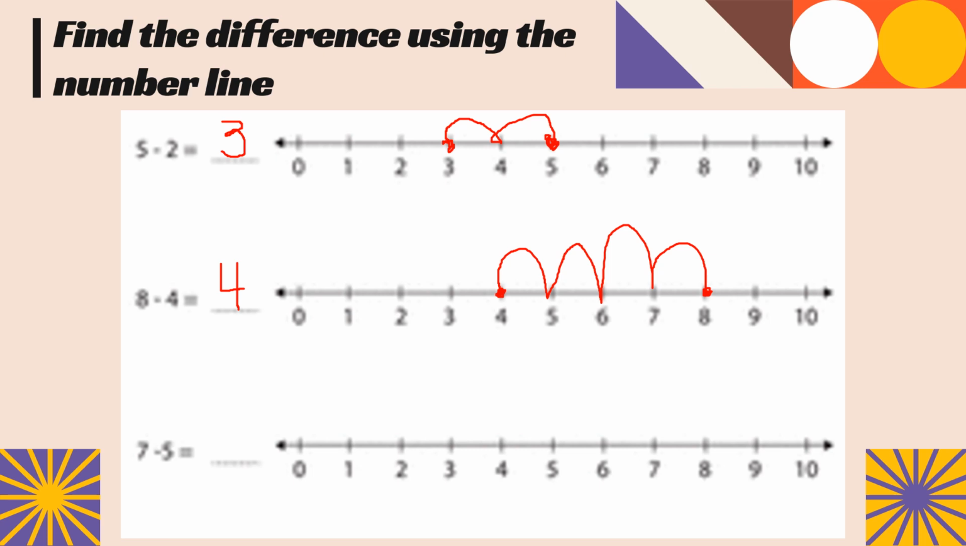Which number do we start on? Very good. We start on the number 7. Always remember that the first number is the one you start on because that is the number that you're subtracting from. So 7, and you will count back 5. 1, 2, 3, 4, and 5. So 7 minus 5 equals 2. Very good.